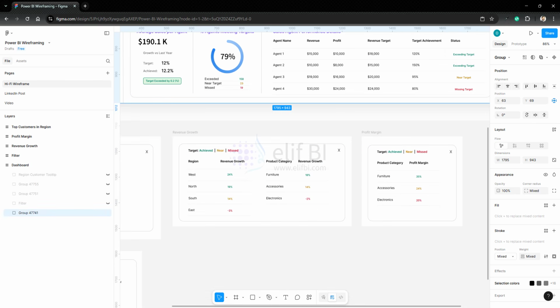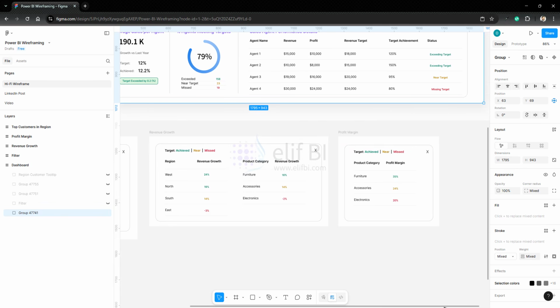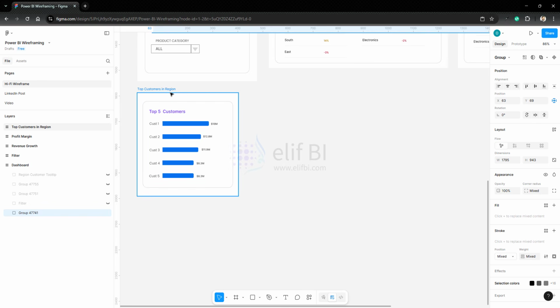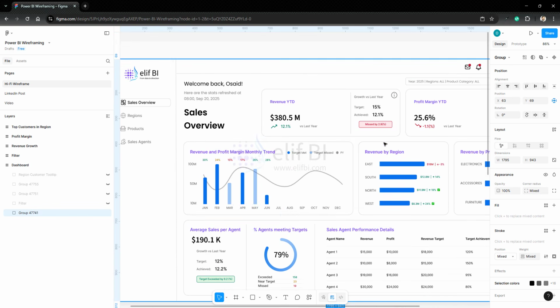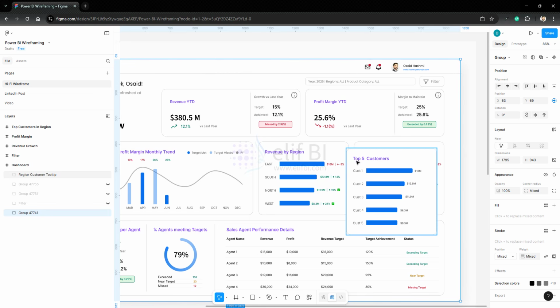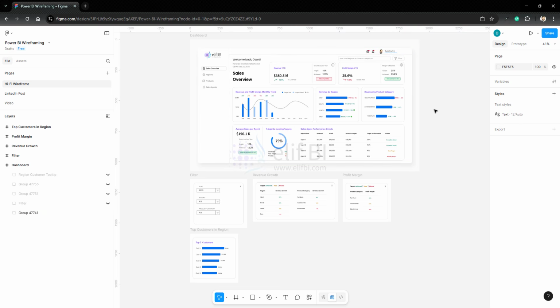And if I scroll down, these are basically the frames that I have created. And this is for the filter that you saw before. This is for the revenue growth, and this is for the profit margin. And then we've got these top 5 customers in the region. So yeah, this is also another thing. So this is for the regions. In case if I want to see the top 5 customers in this particular region, in Power BI, I can enable the tooltip page. I would bring my mouse pointer here on this bar. So it would show me the top 5 customers in this region. So this is how we make the high fidelity mockup in Figma.